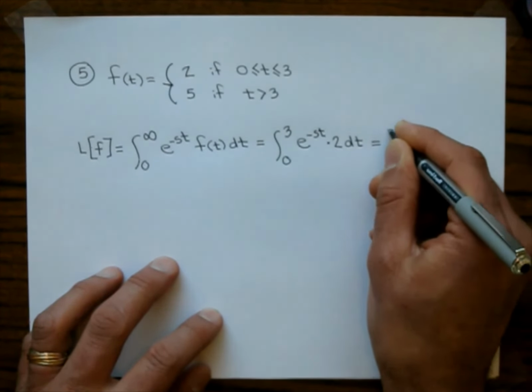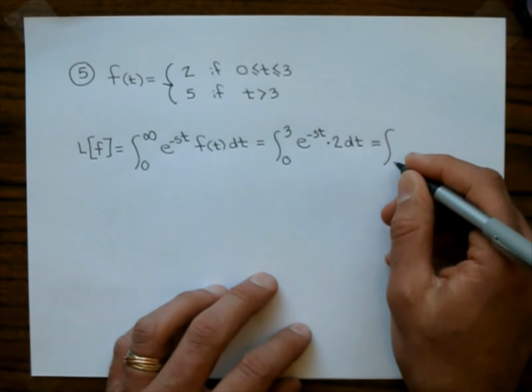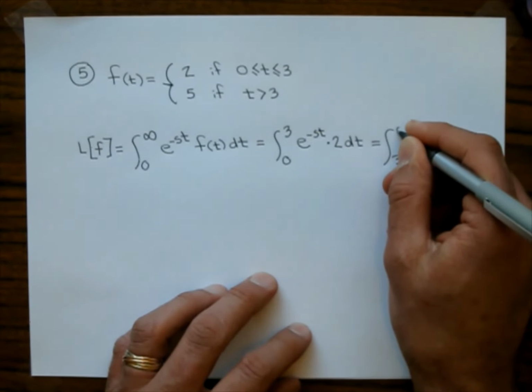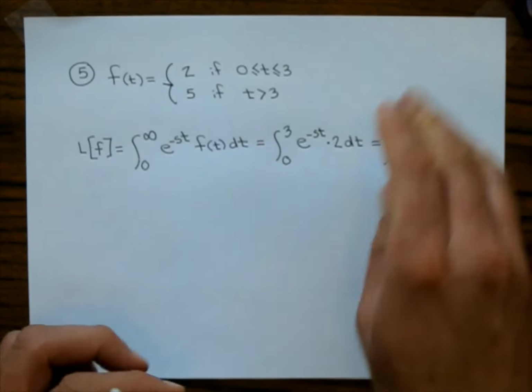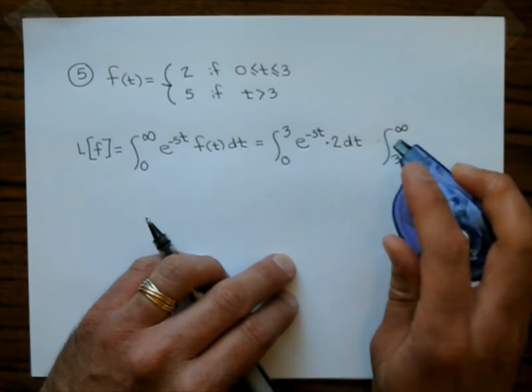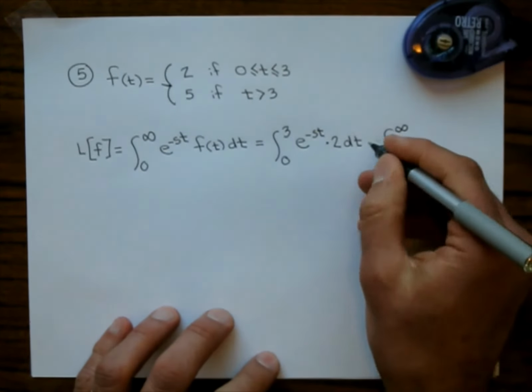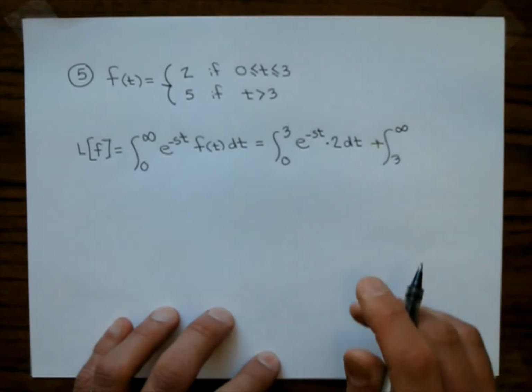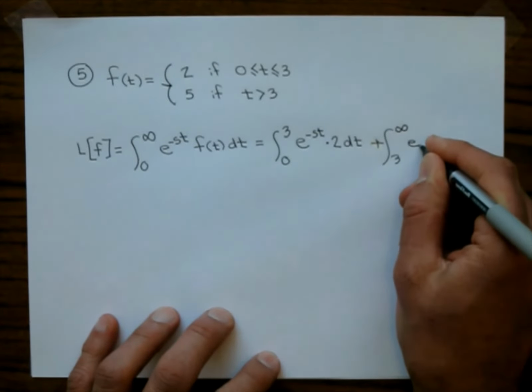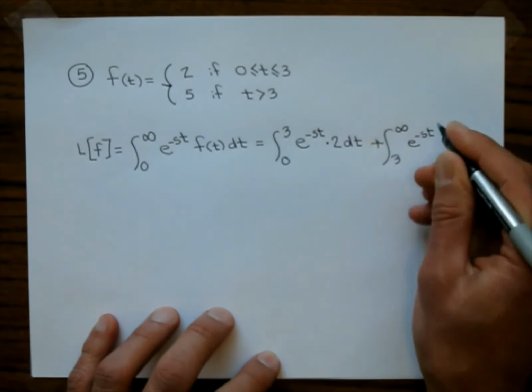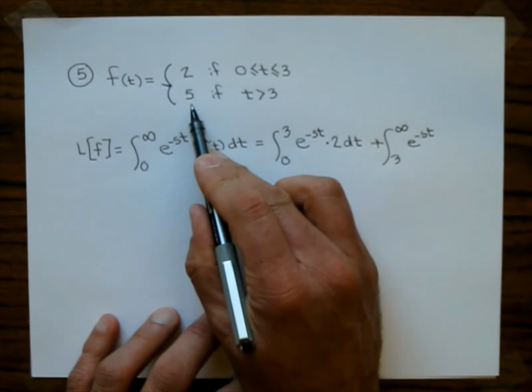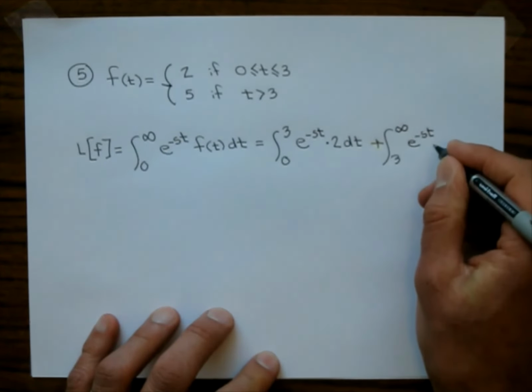And then the other part is going to go from 3 to infinity, and there's not an equal sign there. I just panicked and went really quickly. There should be a plus sign there. And this is going to be e to the negative st, and then we're going to put the function. So if it's 5t there, we'd put a 5t, but I'm just going to put a 5 here.